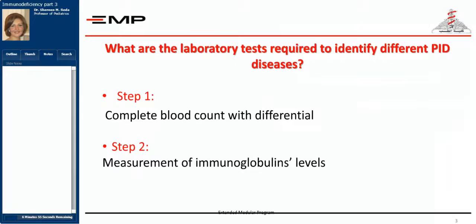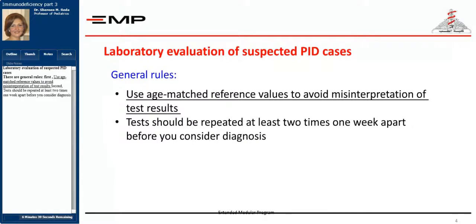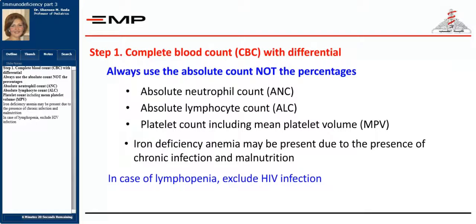So here, what are the lab tests required to identify different PID diseases? We have 2 steps. Step 1, you do the complete blood count with differential. This is quite easy. And step 2, measurement of immunoglobulin level. For the laboratory evaluation of suspected PID cases, we have general rules. First, use age-matched reference values to avoid misinterpretation of the results. And all the tests should be repeated at least 2 times, 1 week apart, before you consider the diagnosis of primary immune deficiency.